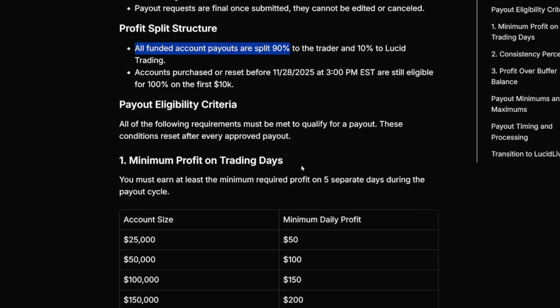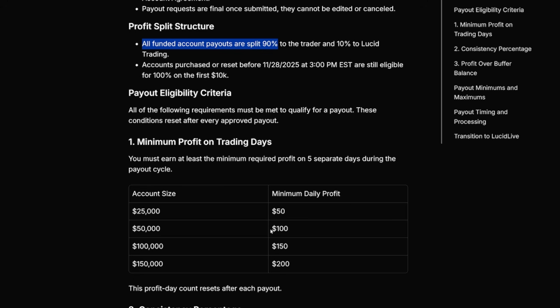Now let's talk about the eligibility criteria. You must earn at least the minimum required profit on 5 separate trading days of your payout cycle. So if we're dealing with a $50,000 account, then a profit day will count as a net profit of greater than $100. Anything less than that will not count as a trading day.